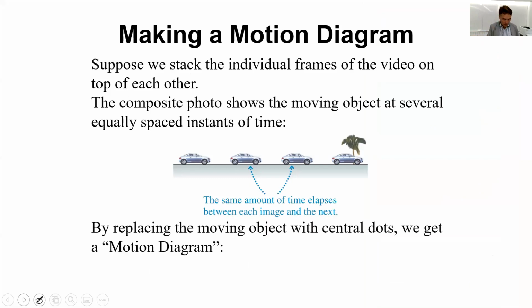To make it a little less complicated and easier to draw, we go a little further. In Etkina, we say a motion diagram is a bunch of dots. Each dot represents the position of the center of this car at a different instant of time, and all the instants of time are separated by the same interval.